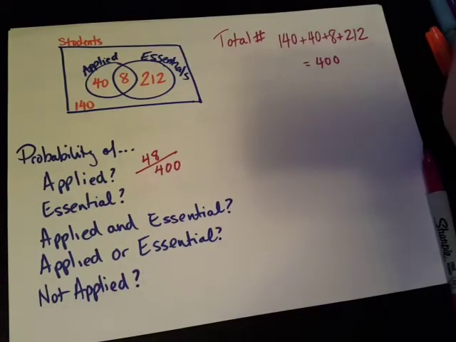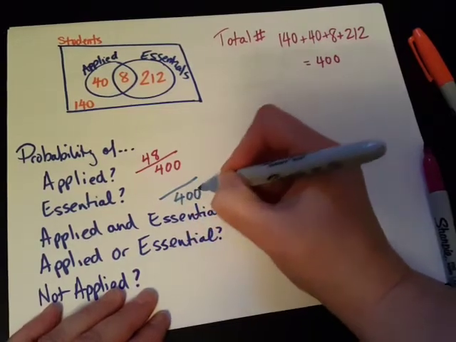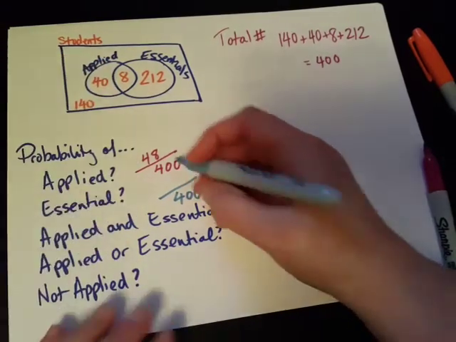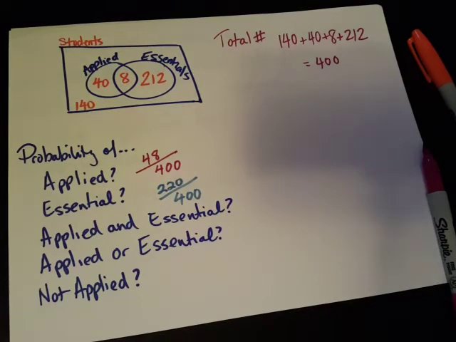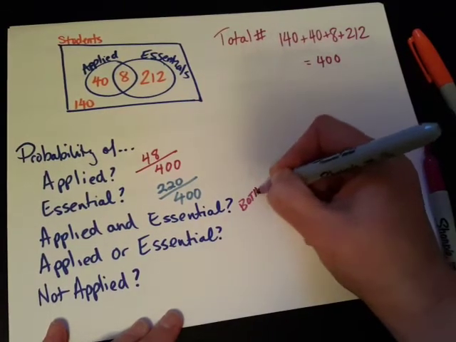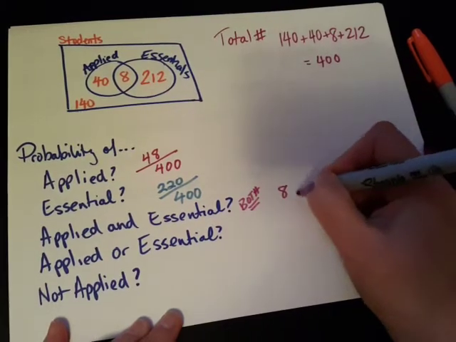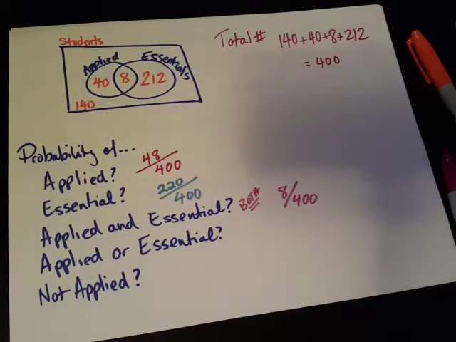How many students are taking essentials? Again, it'll be out of 400. So it's the 212 that are only taking essentials plus the 8 to make 220 that are taking essentials. How many are taking both applied and essentials? So both is another way to describe that. That's the intersection. That's the overlap. Only 8 out of the 400 students are taking both applied and essentials.